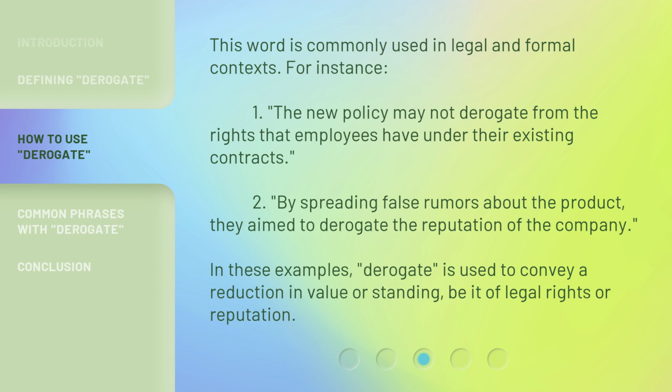For instance, 1. The new policy may not derogate from the rights that employees have under their existing contracts. 2. By spreading false rumors about the product, they aim to derogate the reputation of the company. In these examples, derogate is used to convey a reduction in value or standing, be it of legal rights or reputation.